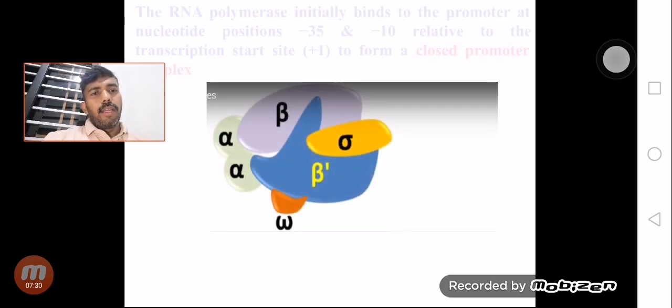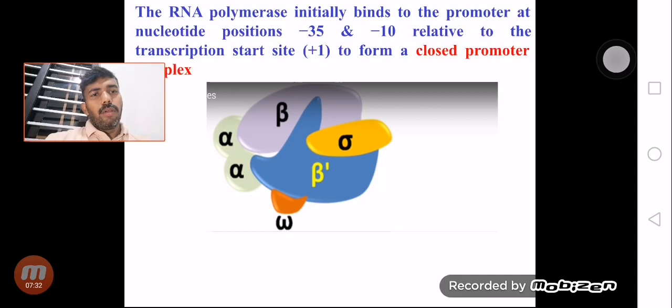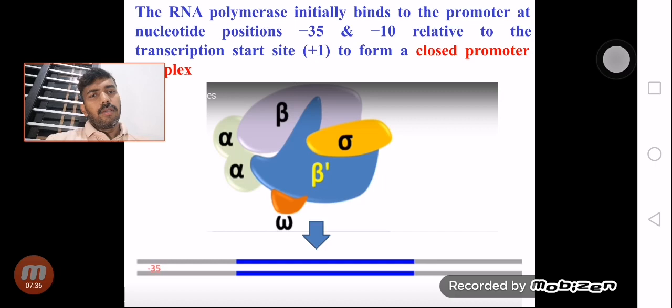So this is the DNA molecule. This DNA molecule will interact with the promoter region, spanning the downstream and upstream, and the most important thing is that it has to cover the start site. That's very essential.